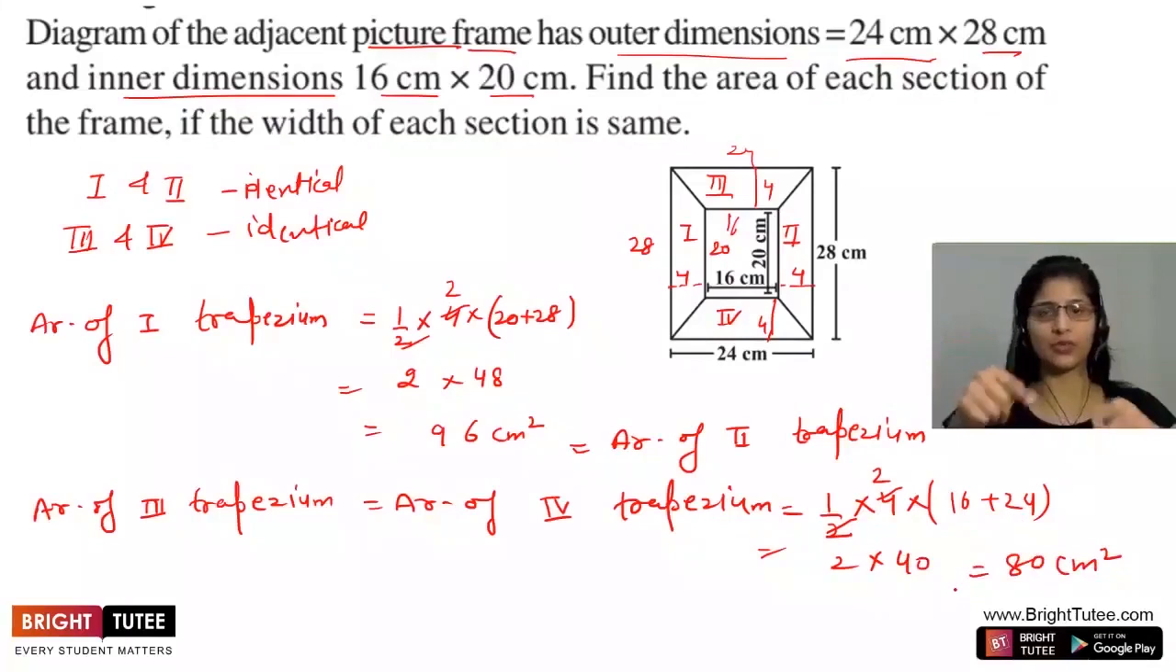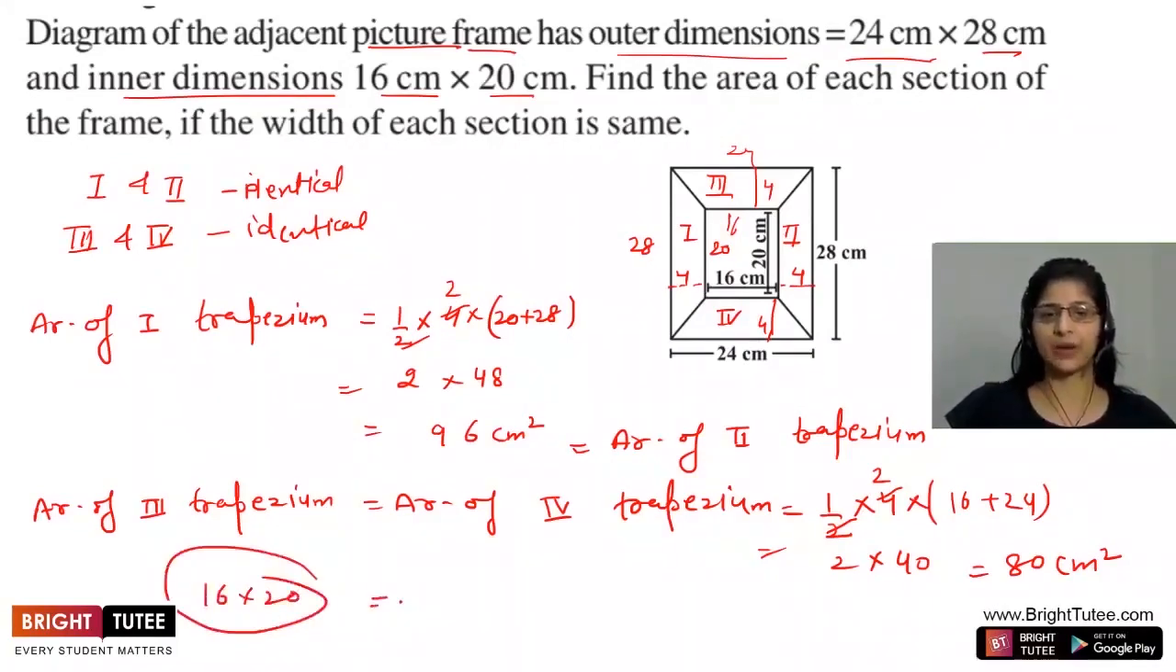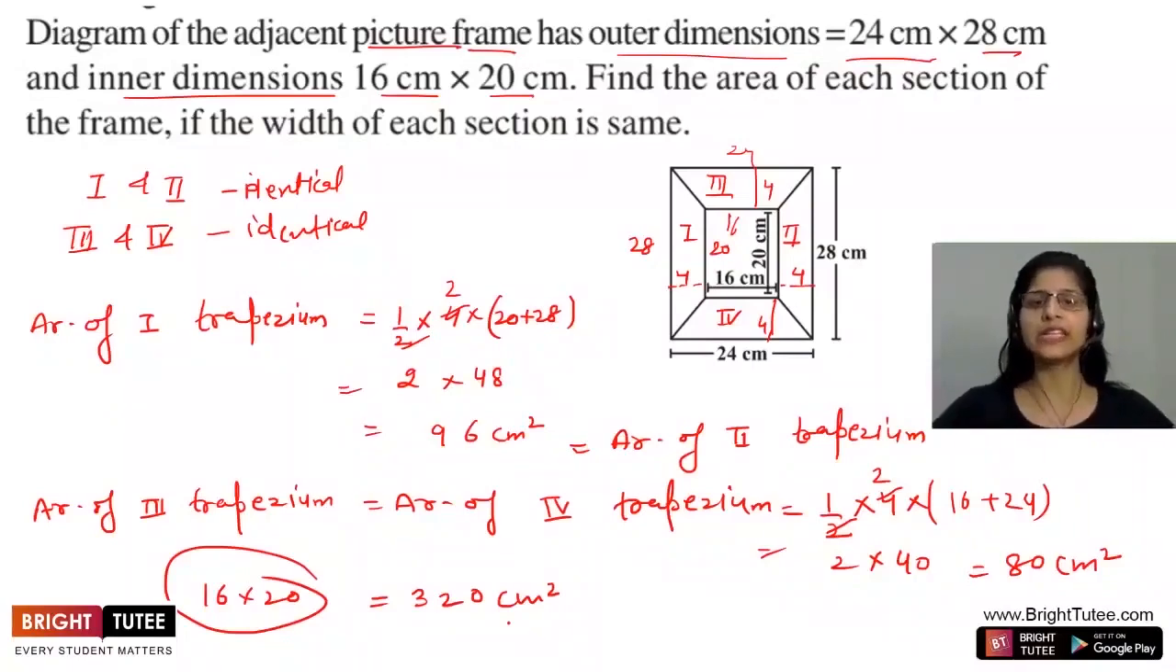So we have calculated all the 4 sections. Now what about this middle section? It is a rectangle having length and breadth as 16 and 20. So 16 into 20 will give the middle section area. That will be 320 square centimeter. Like this we find the area of each section, and the width is the same as said. So this is how we have attempted a question based on a picture frame or a photo frame.